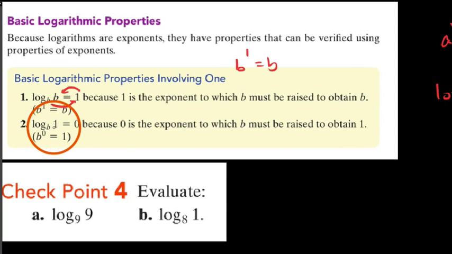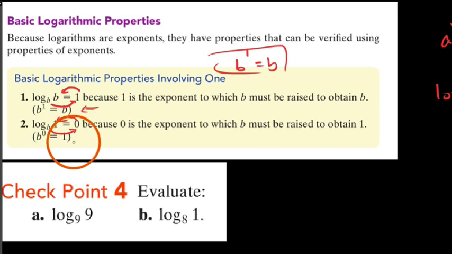Now also this: log base b of 1 is always 0, because 0 is the exponent to which b must be raised in order to obtain 1. So let's write this here. We're saying b to the power of 0 equals 1. And that's clearly always true for anything where b doesn't itself equal 0. Of course, you wouldn't have a base of 0 in a logarithm anyways.